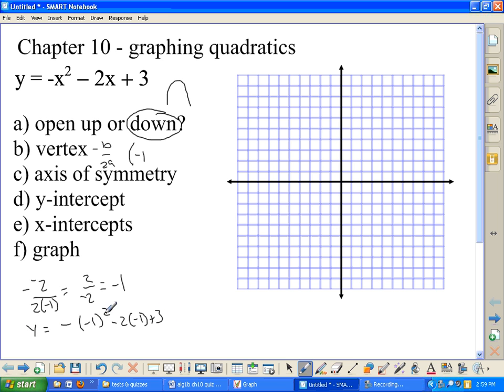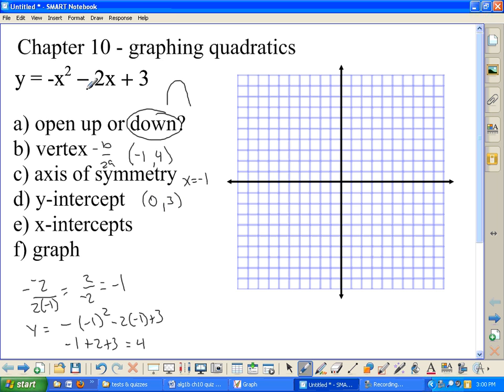So this negative 1 squared is a positive 1, but you have another negative in front, which makes negative 1. You have a negative 2 times a negative 1, which is going to be positive 2 plus 3. This is negative 1 plus 2 is 1, plus 3 more is 4, so the y-coordinate of your vertex is at 4. Your axis of symmetry is just x equals this number here, x equals negative 1. The y-intercept is just the c value here. Remember, the coordinates will be 0, 3.